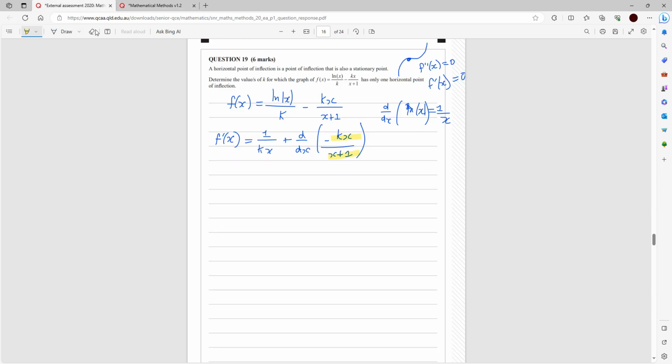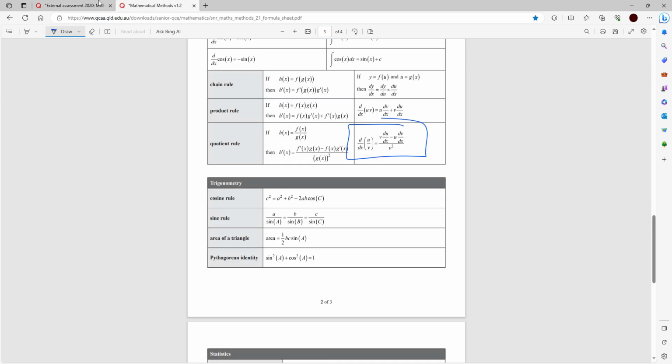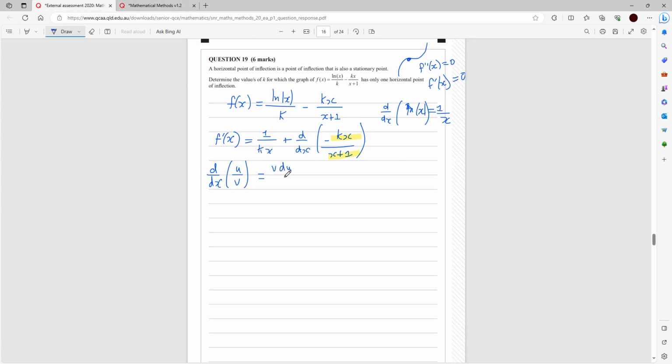So all I'm going to do is write, if you want to differentiate a function u on v, that's going to be equal to, and I can never remember it, so it's v du/dx minus u dv/dx, all on v squared. So in this case, my u is my top function, which is negative kx, and my bottom function is x plus 1, so v is x plus 1.